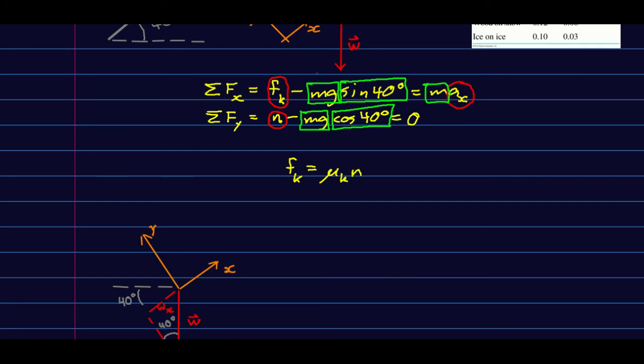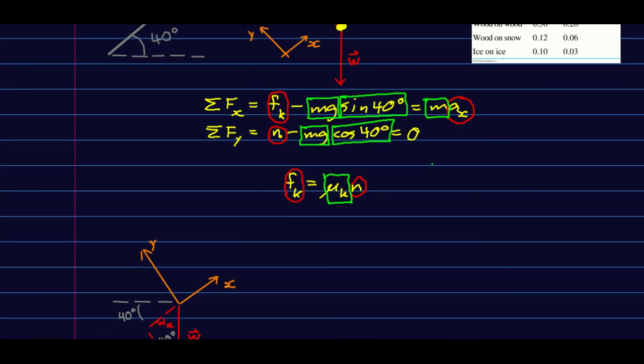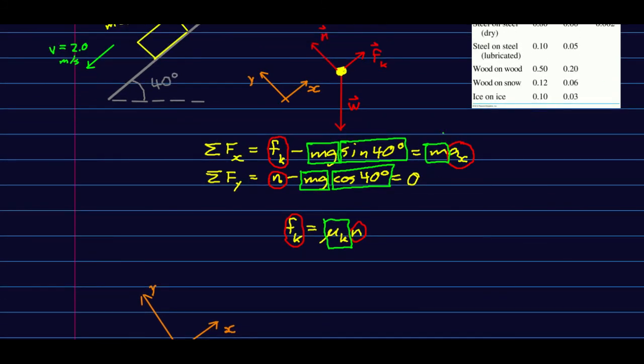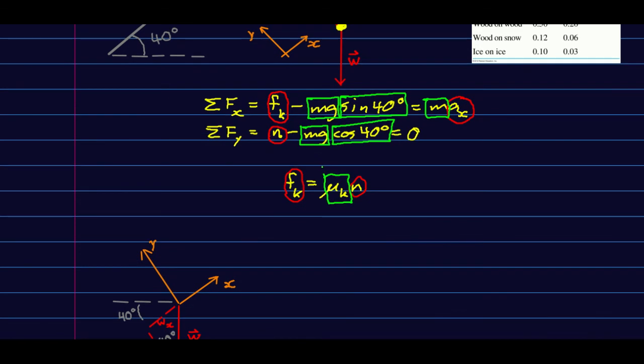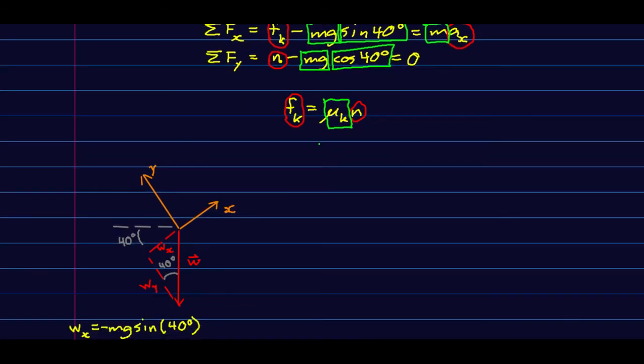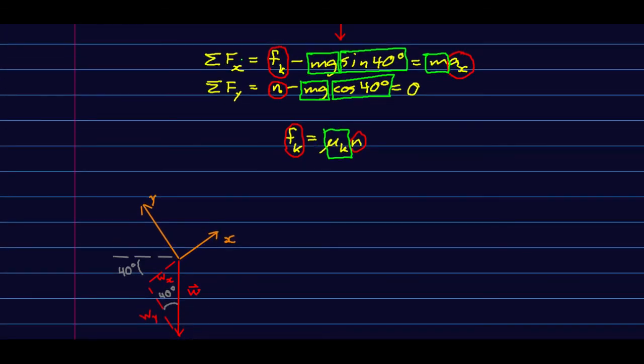Okay, and now if you look at that, it's got these 2 unknowns in it, but those are not unknowns we already had, so we haven't added any unknowns. In mu k, this is wood on wood, and so that's apparently 0.2. Right? We'll go with what the table says. So now we've got 3 equations and 3 unknowns.